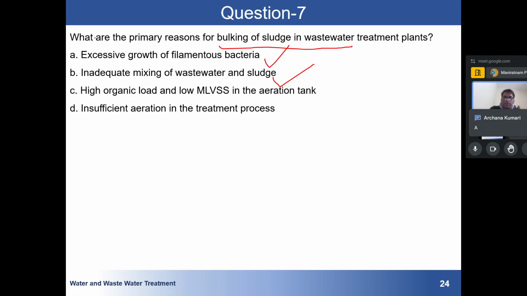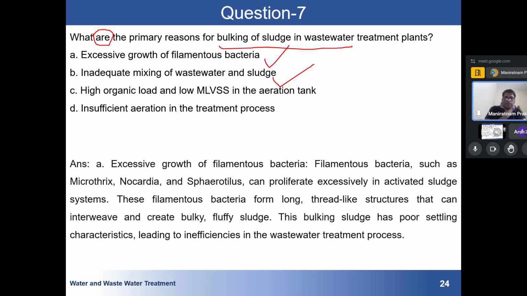Remember, this is a multiple correct question, so A obviously is correct, but also look at the other options. Okay, so what are the primary reasons? I will be discussing it one by one. The first is excessive growth of filamentous bacteria. Remember, first filamentous bacteria. What are those filamentous bacteria?